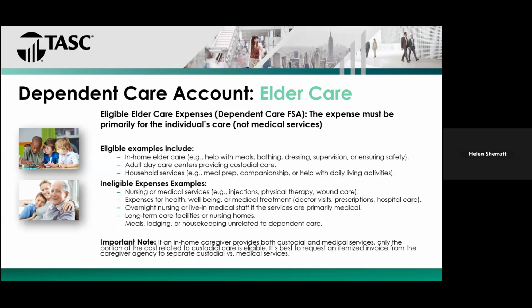So if you are going to submit to be reimbursed for that, it has to be separated out if there's a dual purpose being met where the individual is also having medical services and also the elder care. So it does have to be separated out.